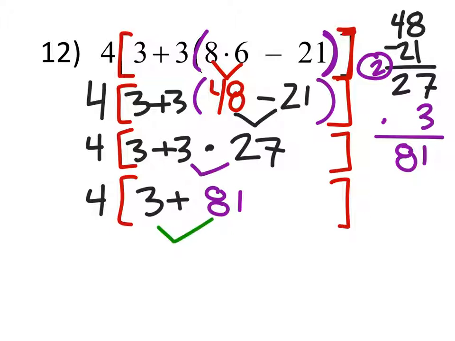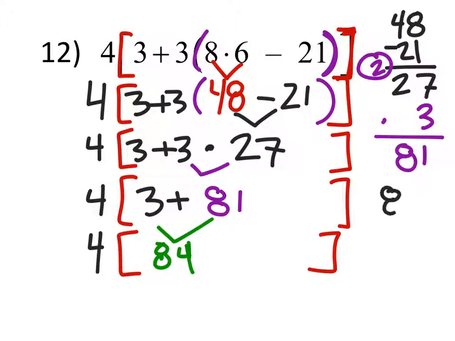Now I can combine the 3 and the 81 to kind of finish off the parentheses. Yes, I'm keeping those expanded just so we can see it's the same set of brackets. 3 plus 81, I get 84. And of course this will be multiplied by 4. So over here I'll do the work.